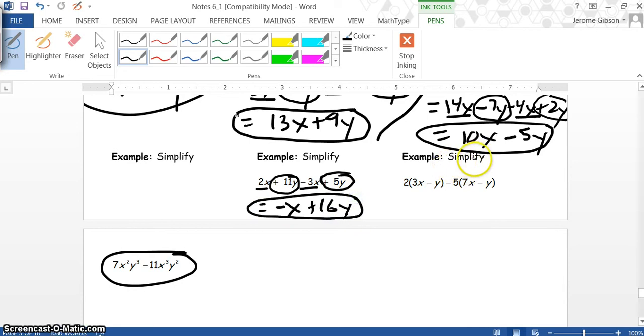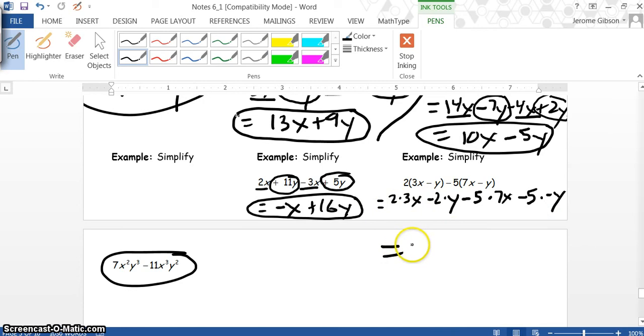Now we come here. It says simplify. Now if you notice, we're going to have to do the distributive property. So we have 2 times 3x minus 2 times y. And then we will have a minus 5 times 7x and a minus 5 times a minus y.